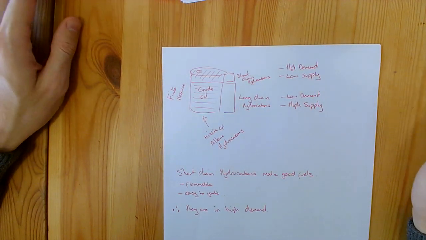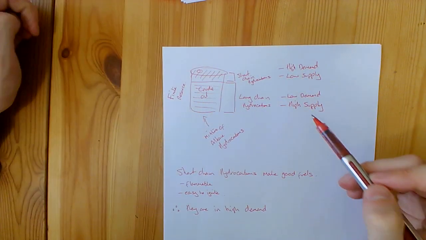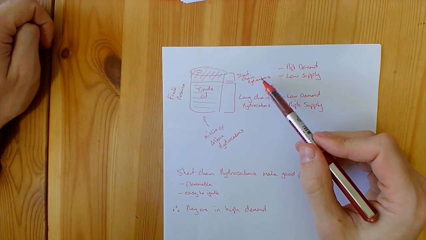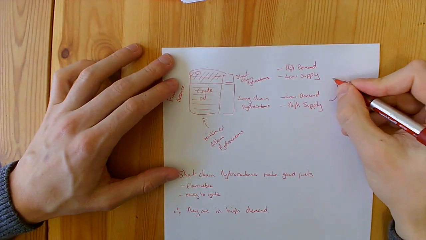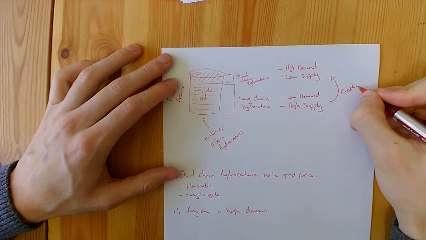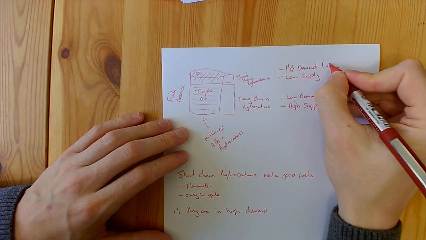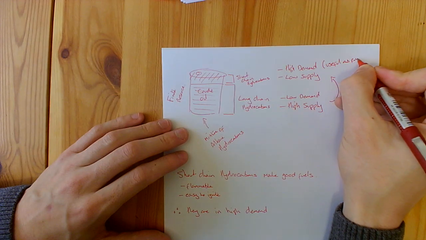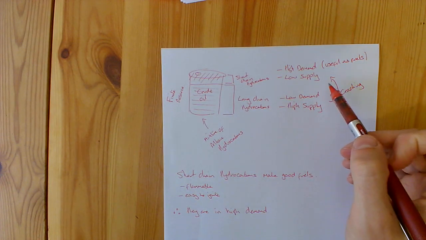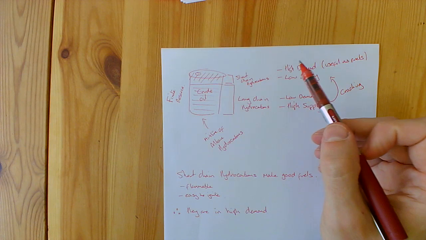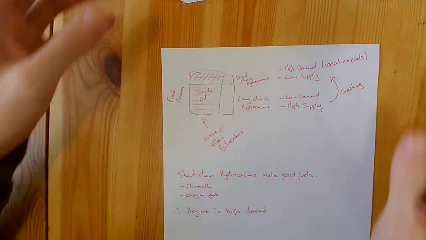Cracking is a chemical process where we can take these long chain hydrocarbons that are in low demand and high supply, and we can break them down to produce short chain hydrocarbons, which are in high demand and low supply. So cracking allows us to make more of these short chain hydrocarbons. And remember, they're in high demand because they're useful as fuels. So if we have long chain hydrocarbons, which are in high supply, low demand, we are able to crack them to produce our short chain hydrocarbons, which are in high demand, low supply. So that brings us to the process of cracking itself.